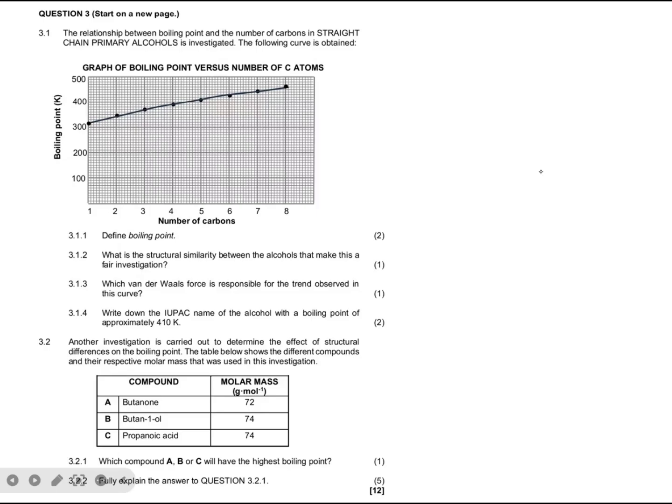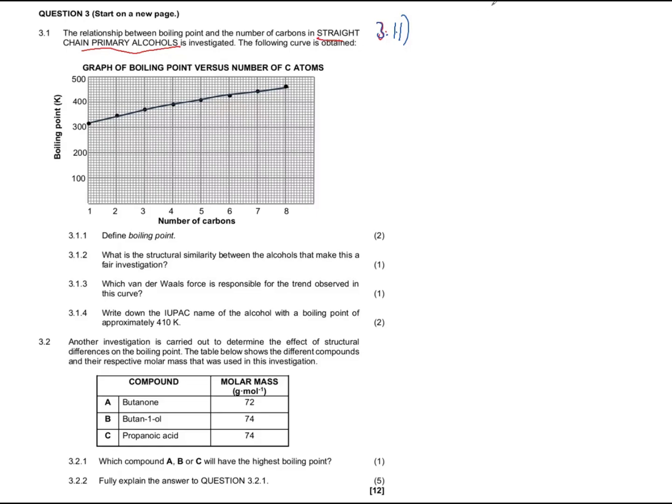All right, so now we are on question 3, physical properties. It says the relationship between boiling point and the number of carbons in straight chain primary alcohols. So that means they just investigated straight chain primary alcohols. It says the following curve is obtained. Define boiling point. So define boiling point according to your CAPS document, guys. Always make sure that when it comes to definitions, you write them verbatim. So, okay, what is boiling point?